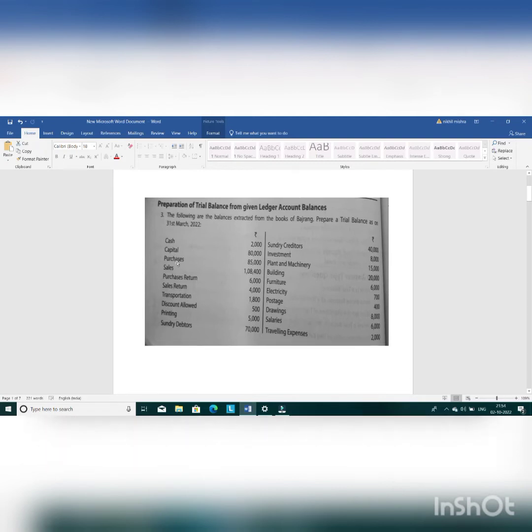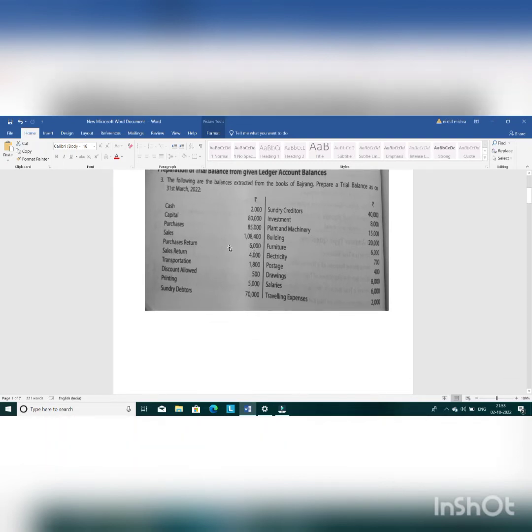In this sum, cash will be coming in debit column, as it is an asset. Capital, credit column. Purchase is an expense, so it will come in debit column. Sales is an income, it will come in credit column. Purchase return: purchase is in debit column, so purchase return is the opposite, credit column. Sales return: sales is in credit column as it is an income, so sales return will be in debit column.